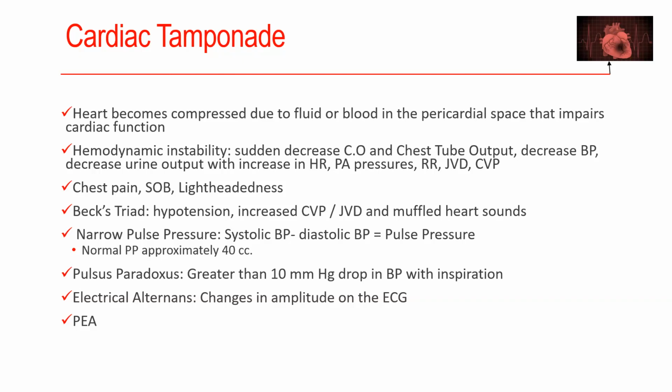Because if I'm draining the blood, it won't tamponade the heart. We're not draining this blood. It's accumulating in the pericardial sac. So chest tube output goes down. Blood pressure drops. Pulse pressure, the difference between systole and diastole, narrows.